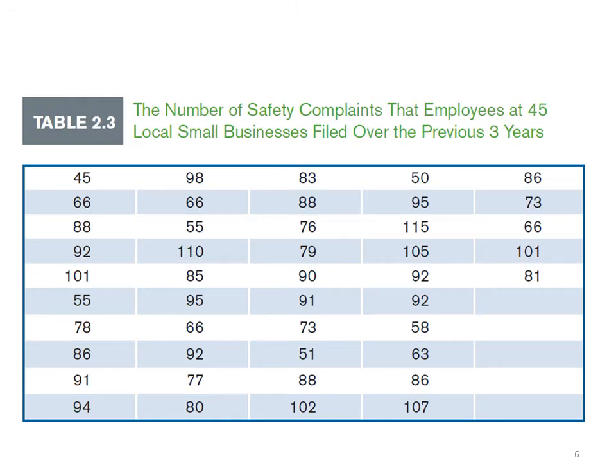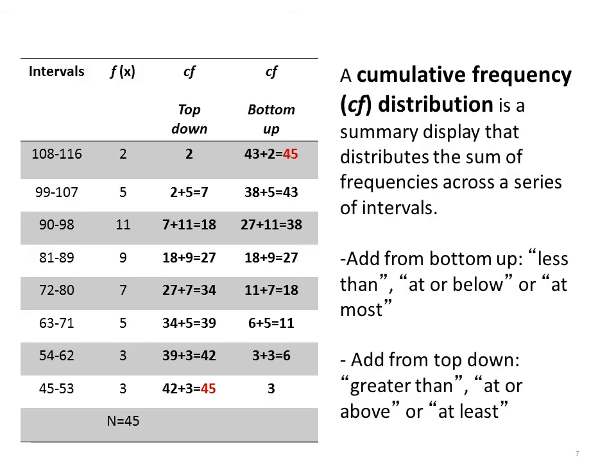This is example 2.1 on page 36 in our text. These are the employees' safety complaints against 45 local small businesses over the past 3 years. We put all 45 numbers in the order from the largest to the smallest and divide them into 8 intervals. And then we put their frequency count in the next column, and we get a simple frequency distribution table.